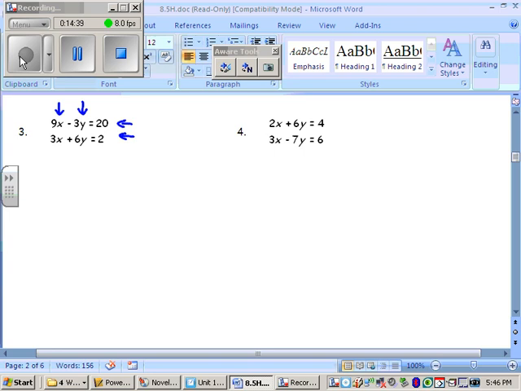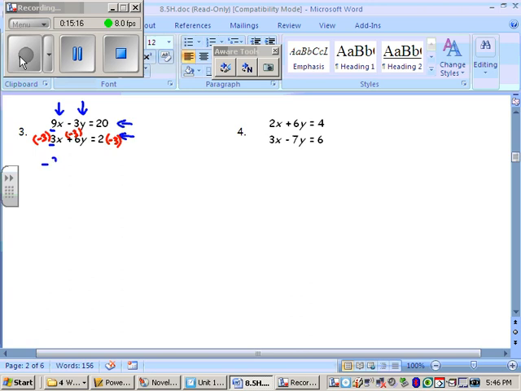Now, if you focus on the x's, which have a 9 and a 3, you would want those to add up to 0. So they need to be opposites, like 9 and negative 9, or 3 and negative 3. So if you were to focus on the x's, the easiest thing to do is to keep the first coefficient of x 9, but to change the second to a negative 9. To do this, we would need to multiply it by negative 3. But when you do this, again, you must multiply every term in that equation by negative 3.